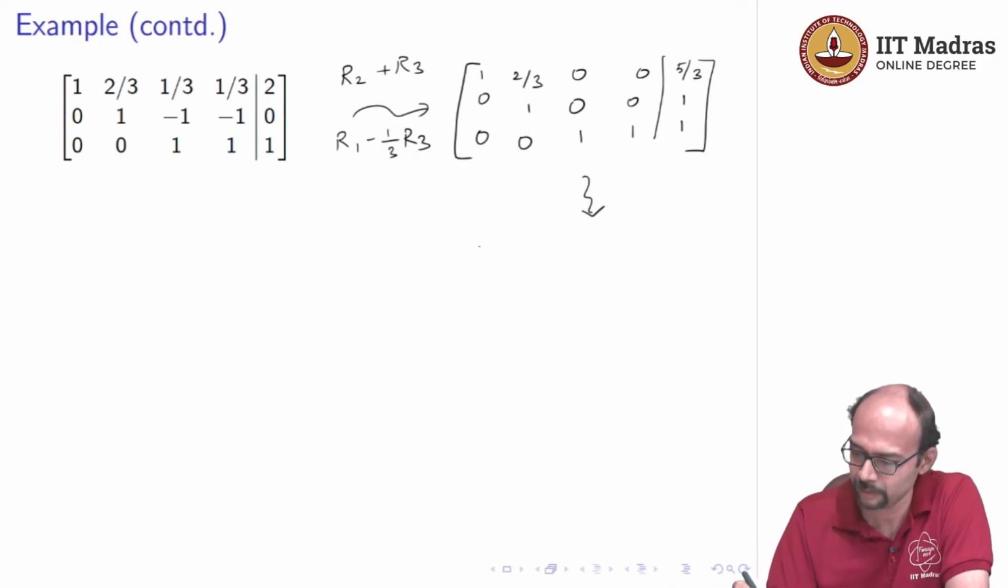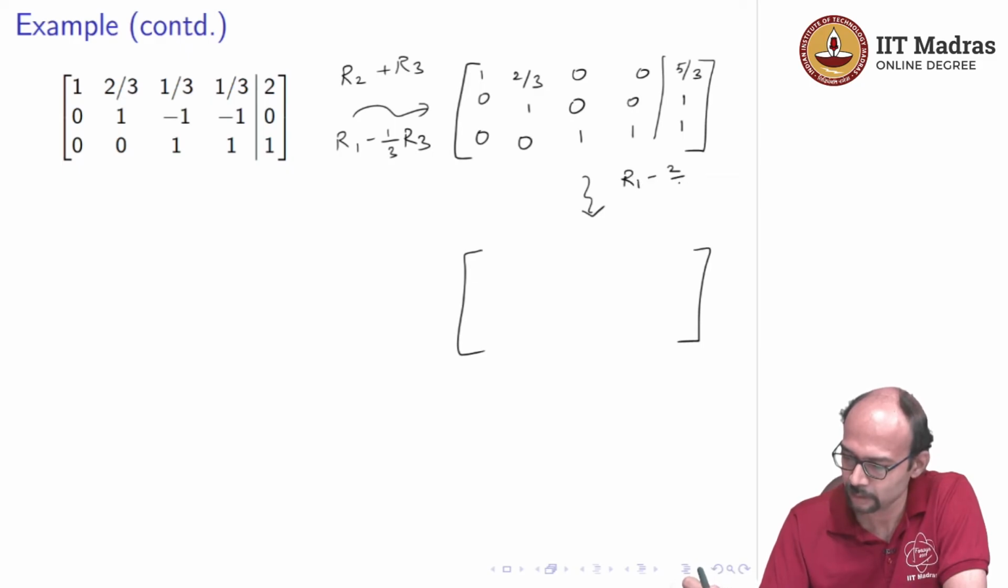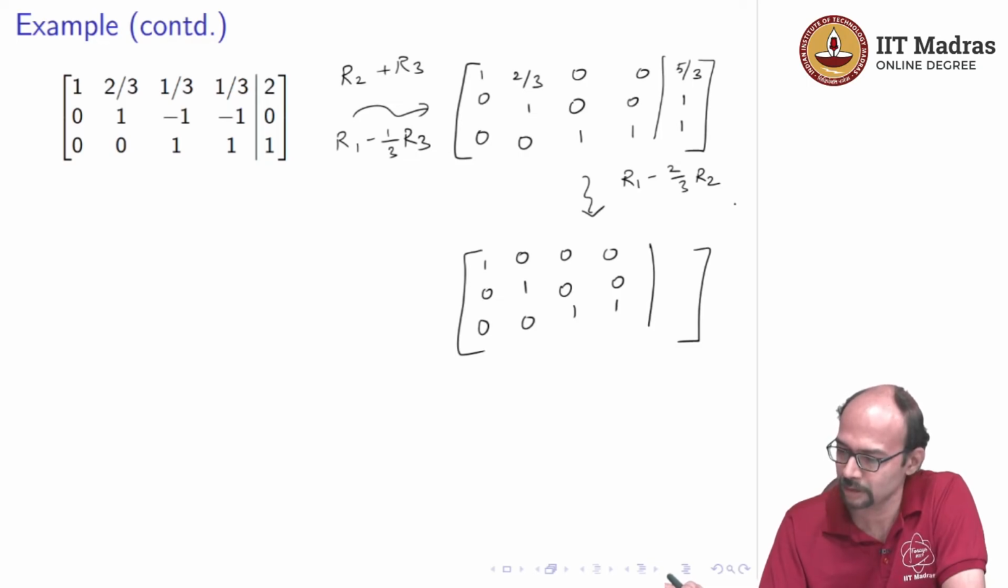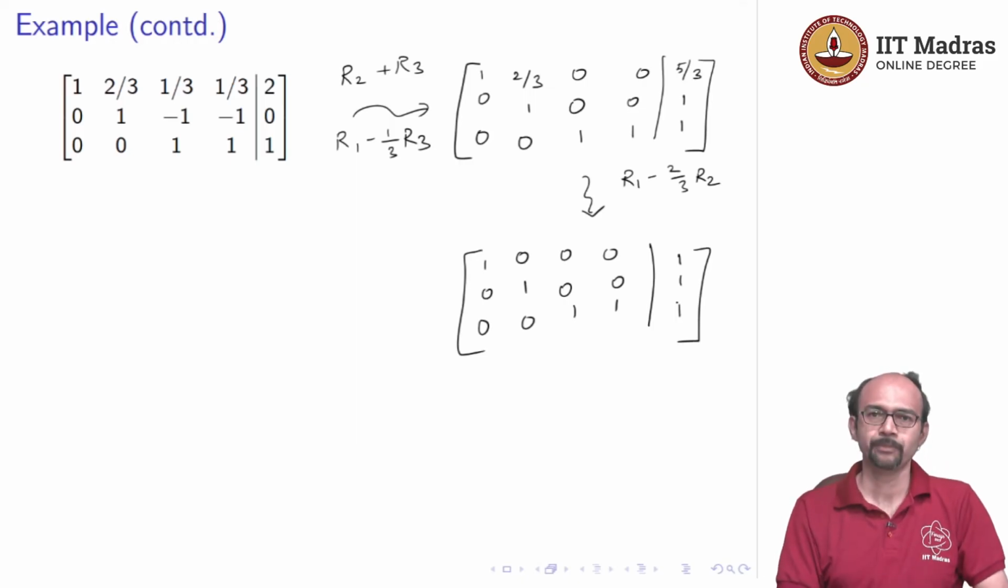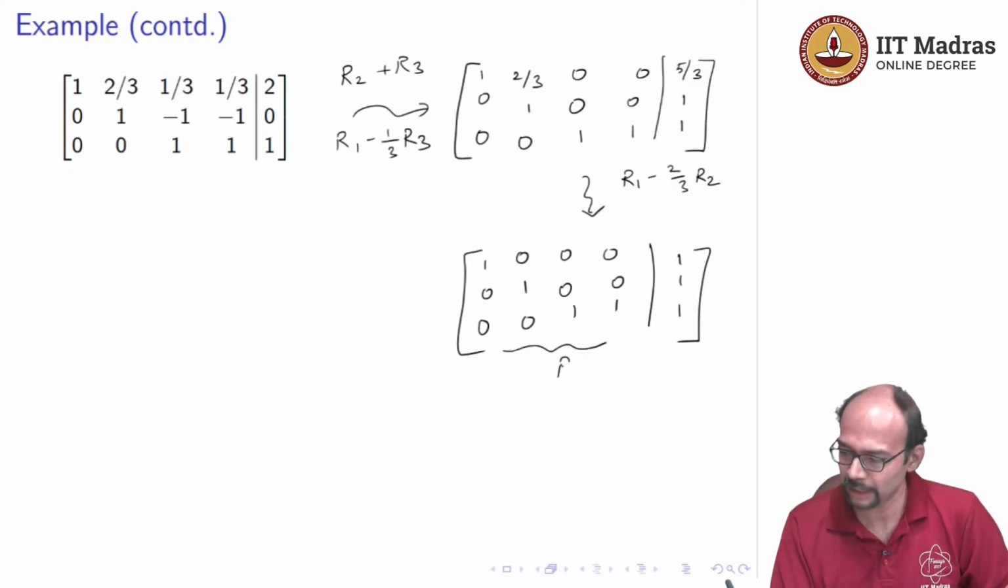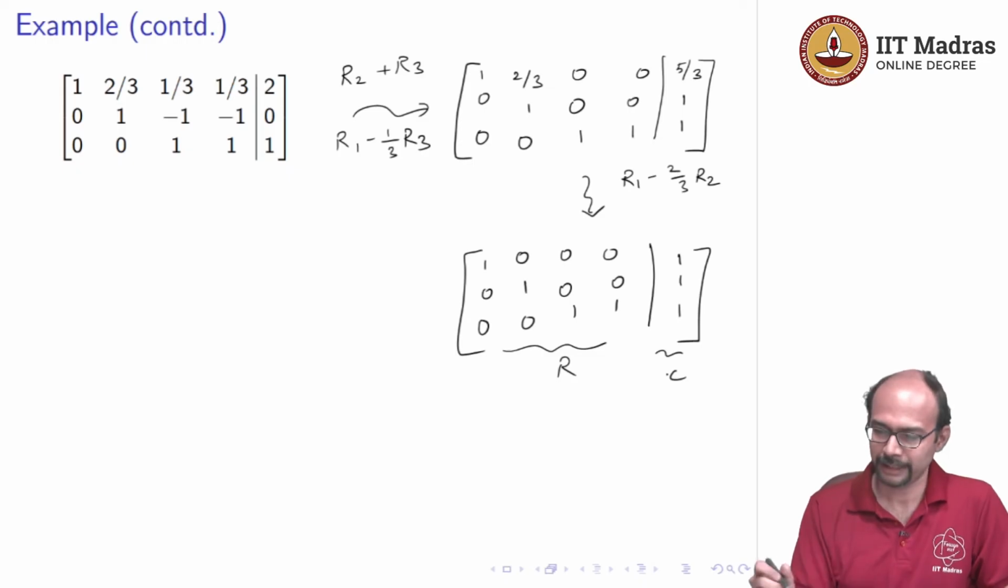Okay, and in the next step, what do I get? I do the same thing for the second column. So I do R1 minus 2/3 R2. So if I do that, I get 1 0 0, 0 1 0, 0 0 1, 0 0 1, but something may change here. So R1 minus 2/3 R2 means you have 5/3 minus 2/3. So 5/3 minus 2/3 is 3/3, which is 1. So 1 1 1. Okay, and this is my final matrix. So in terms of our notation, this is what I called R and this is what I called C.